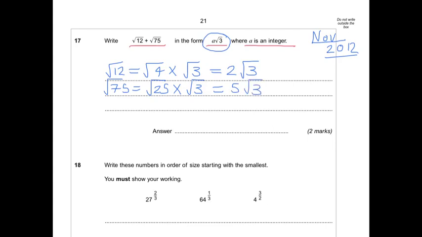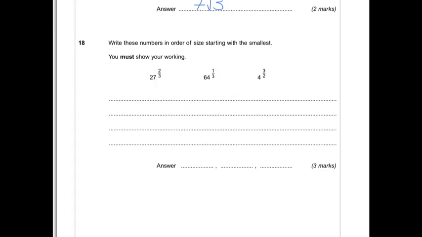Finally, I have to add together root 12 and root 75, so I can write this as 2 root 3 plus 5 root 3, which gives me a total of 7 root 3. So my final answer is 7 root 3.